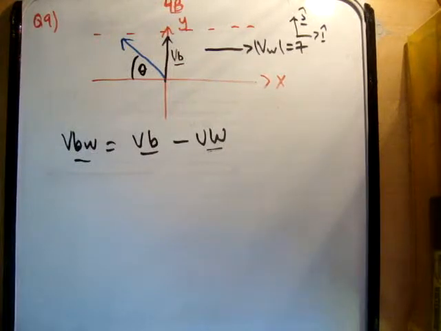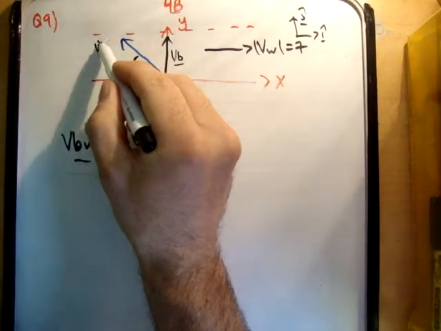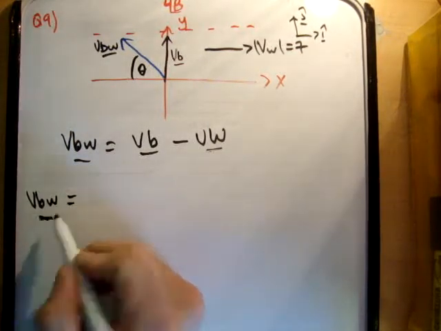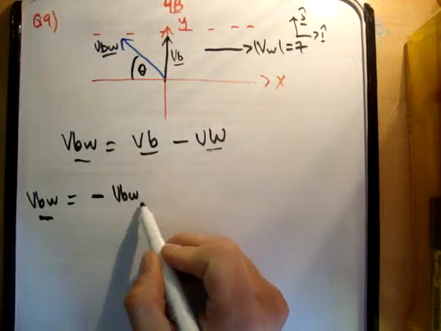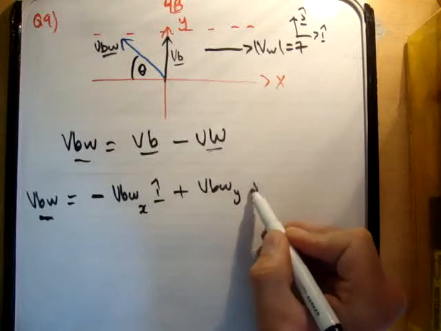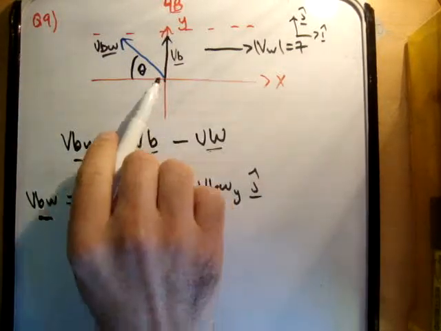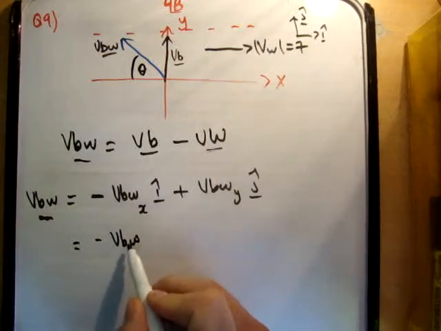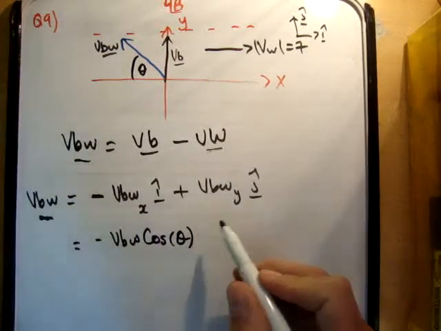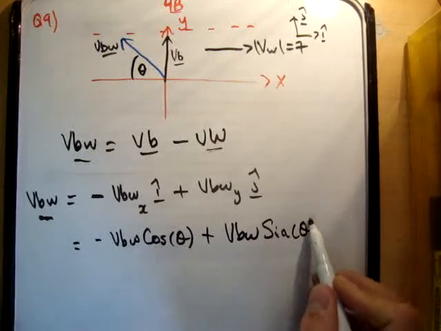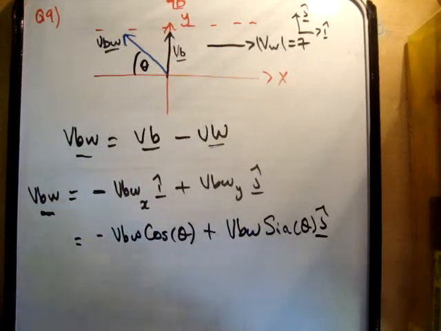So if we resolve the vector VBW, this is VBW here, it's going to be VBW is equal to negative VBW sub x i hat plus VBW sub y j hat. Alright, because of course it's in the second quadrant. So that's just going to be equal to negative VBW times the cos of theta i, plus VBW times the sine of theta j, and that's going to be equal to VBW.